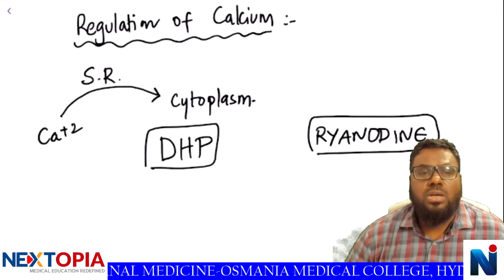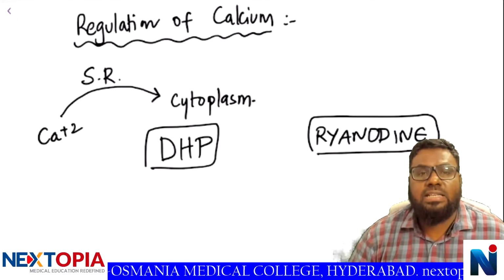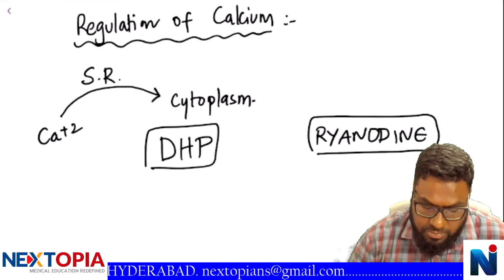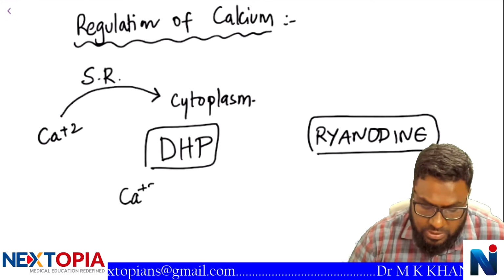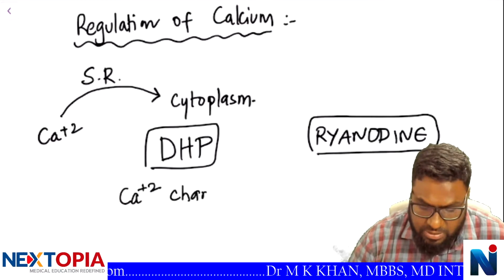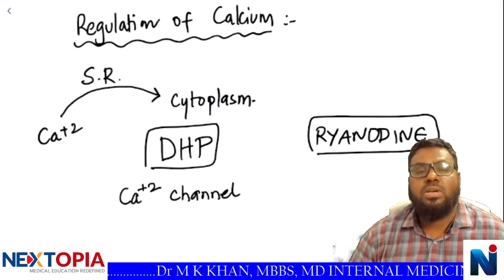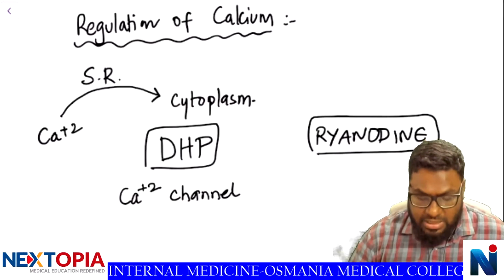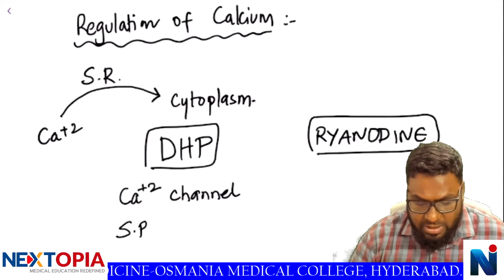The DHP receptor, please remember, is a voltage gated calcium channel that is located in the sarcoplasmic membrane. So it is a calcium channel protein, which is located where? In the sarcolemmal membrane, that is the membrane of the sarcoplasmic reticulum.